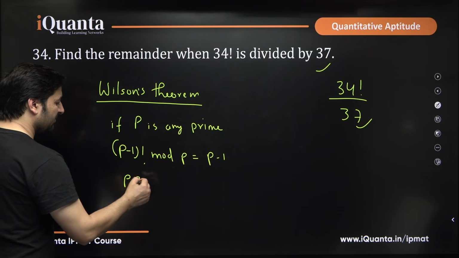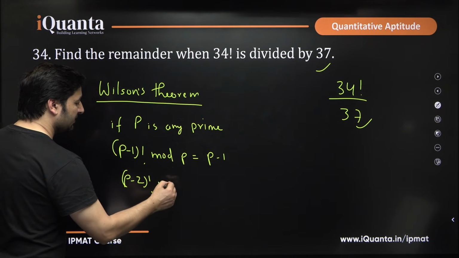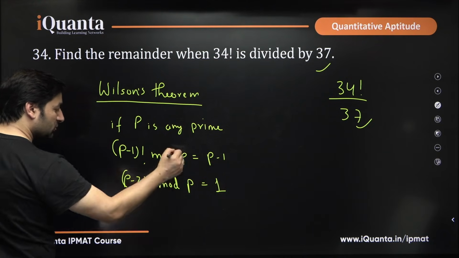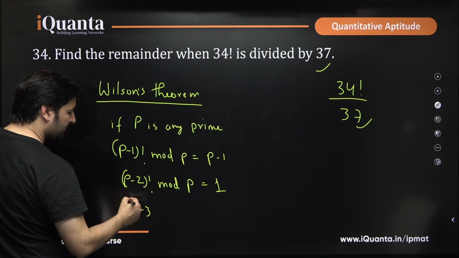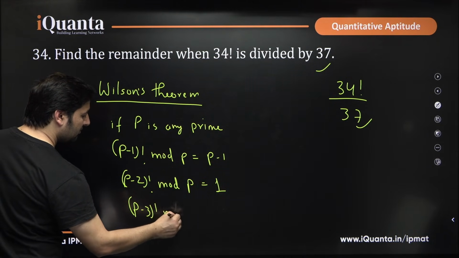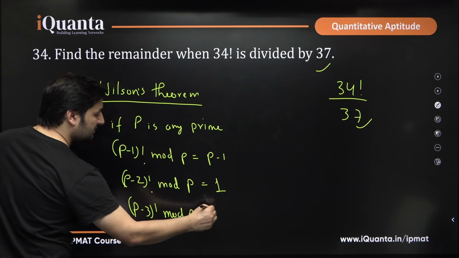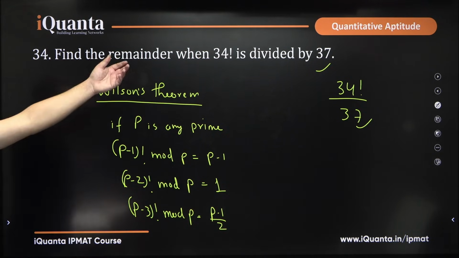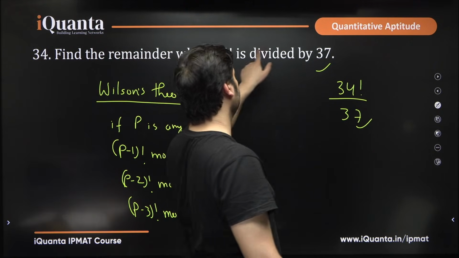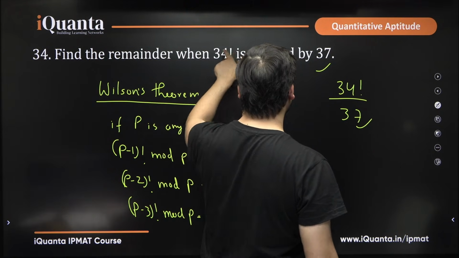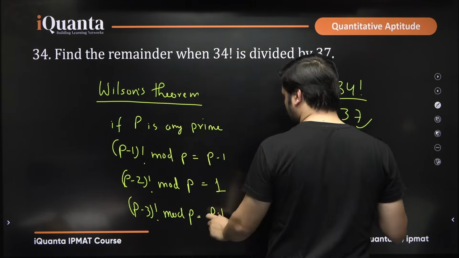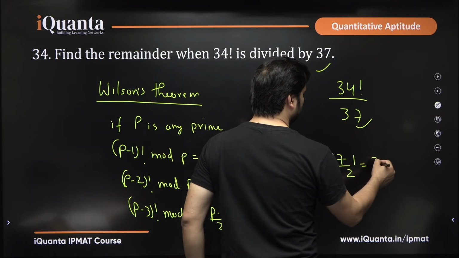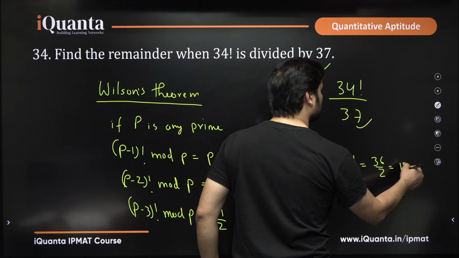What is the remainder when (P minus 2) factorial is divided by P? It is 1, always. P has to be a prime. And what is the remainder when (P minus 3) factorial is divided by P? It is (P minus 1) by 2. What is visible here? This is my prime 37. This is (P minus 3) factorial. It is 3 less than 37. So, we will be using this rule. What is the prime that I am dividing with? 37. 37 minus 1 by 2, that is 36 by 2. 18 will be the answer to this question.